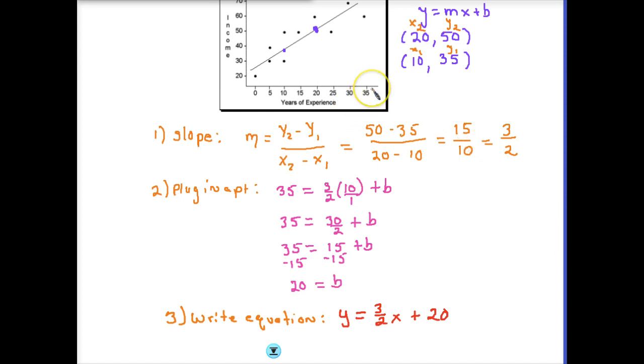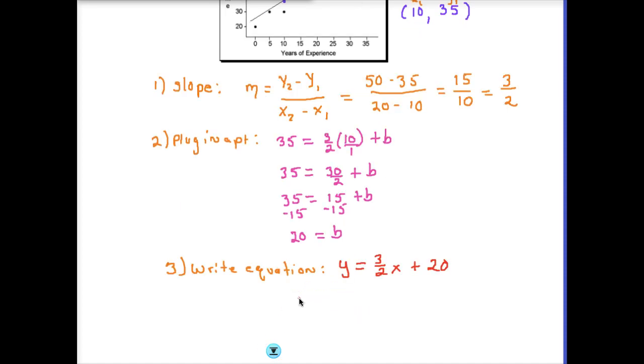What happens if you have 40 years of experience? How much can you be predicted to earn? We would plug 40 in for x and then we could solve. So let's try one prediction. This graph doesn't go to 40. We can look at the graph and maybe guess, but it doesn't go to 40. So let's actually use our equation to help us. Let's just say we have 40 years of experience.